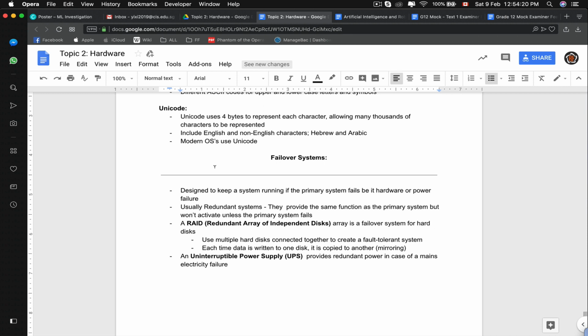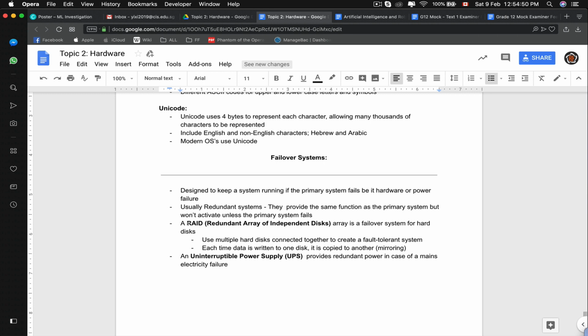And the last bit will be failover systems. They're basically like safeties for computers. So if you're running a big database or a big server, you don't want it to crash. So we have what is called a redundant system. We have things such as an uninterrupted power supply. So when the primary power supply fails, the secondary power supply can kick in and still maintain the server for a good period of time.